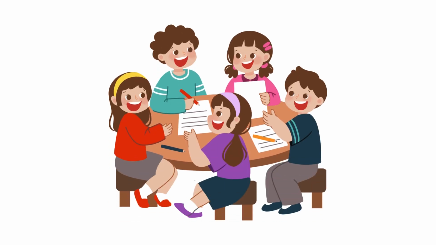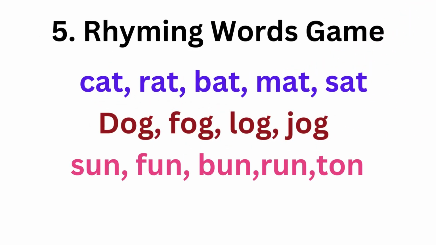How is this game played? The class is split into small groups. A student draws a flashcard with a word from the basket. Then the team must say as many rhyming words as they can within 30 seconds.